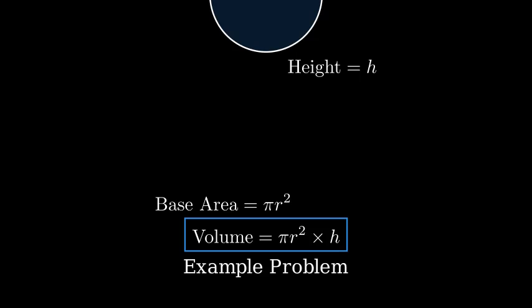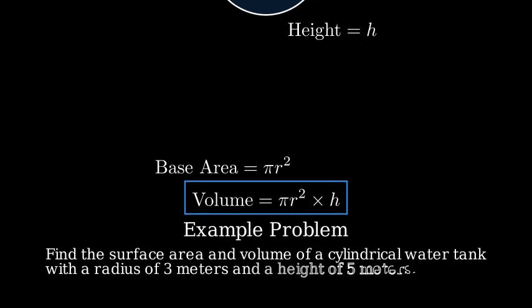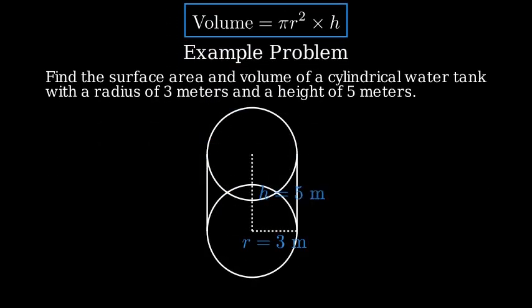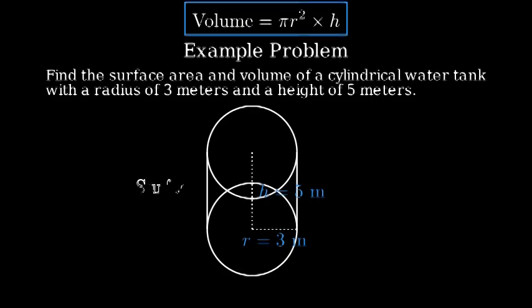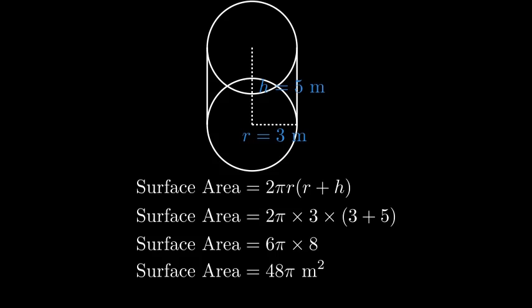Let's solve an example problem to see how we apply these formulas. Suppose we have a cylindrical water tank with a radius of 3 meters and a height of 5 meters. Let's calculate both the surface area and volume of this tank. For the surface area, we use the formula. Surface area equals 2 pi r times (r plus h).